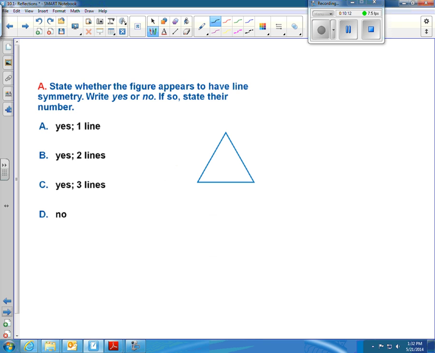All right, now we have a triangle. State whether the figure appears to have lines of symmetry, yes or no, and state the number. Well, triangles. This one shouldn't be too bad for us. Obviously, this one is a yes. I can fold it here, here, and here. So I have 3 lines.